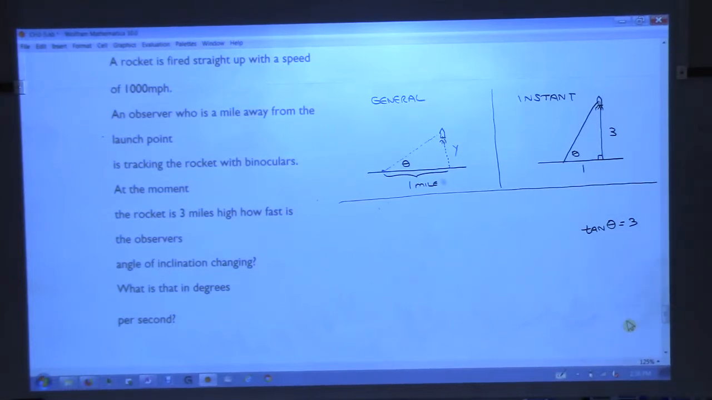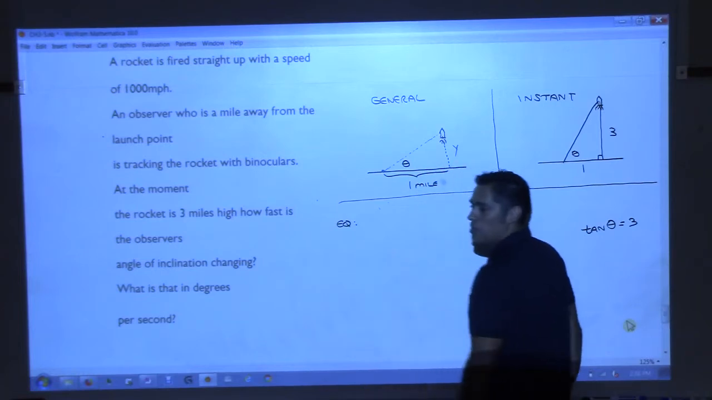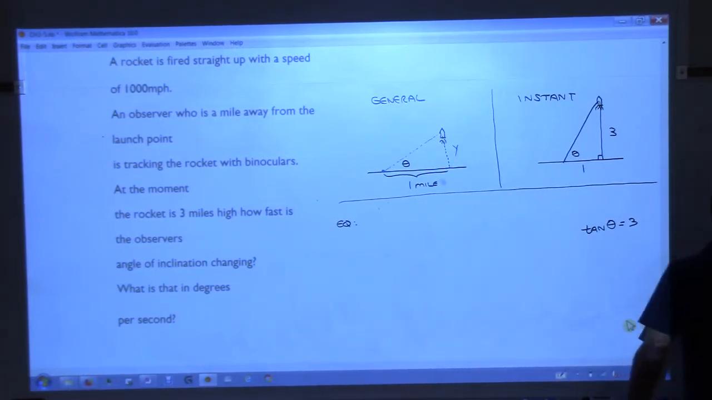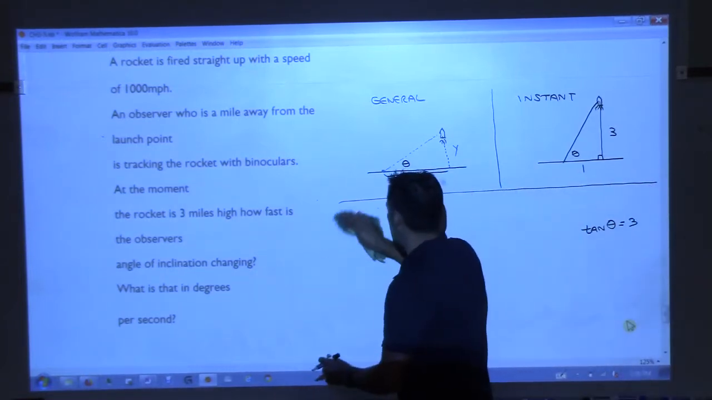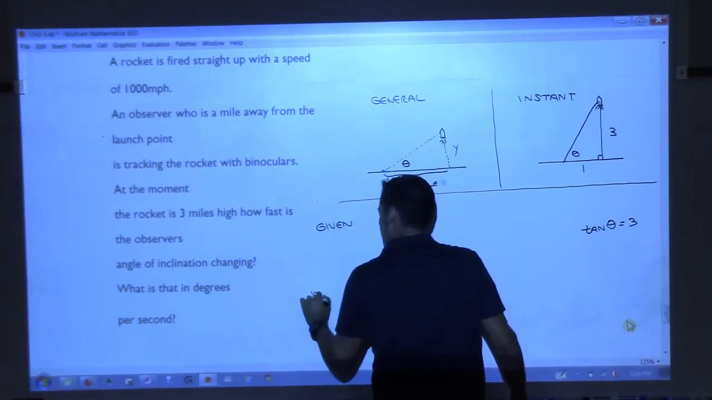Okay, so I have my students draw the two pictures. Now what I have my students do is I have them come up with an equation. And that equation, no, sorry, I forgot to put 2 other things up there. I ask my students to write down what they're given in the problem and what it is they want.